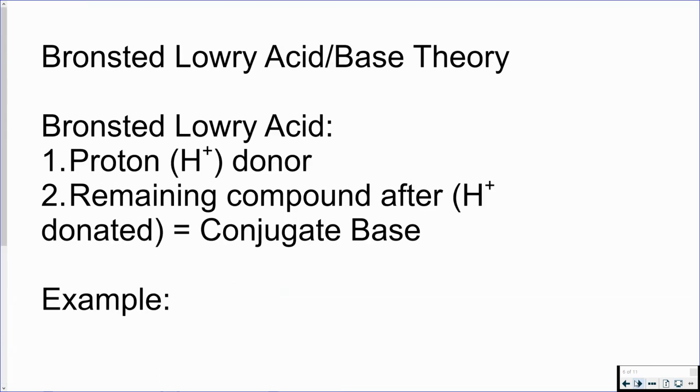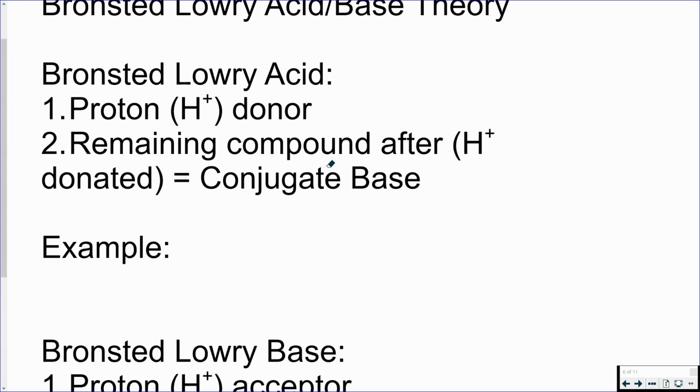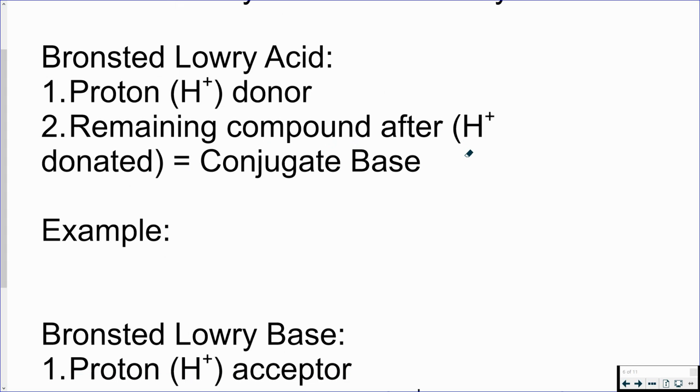The other acid-base theory has hydrogen donors and hydrogen acceptors. A Bronsted-Lowry acid donates a hydrogen, and the remaining compound, with the +1 that has been donated away, becomes the conjugate base. For example, for an acid, you have HBr. This is an acid, and with this theory, the base initially would be water.